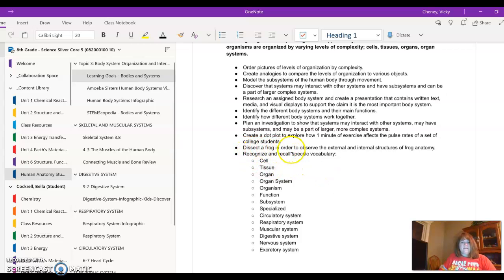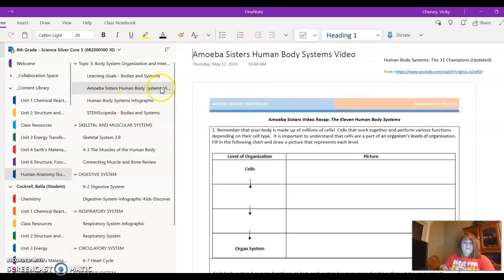Notice on here it says dissect a frog in order to observe the external and internal structures. Since we're not at school and we aren't going to be dissecting, I am going to post a video for you to look at on frog dissection. I really am sorry that you're going to miss that. For today, after your quiz, we have an Amoeba Sisters Human Body System, and right up here I posted a link for you to watch.